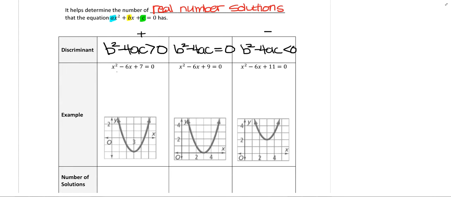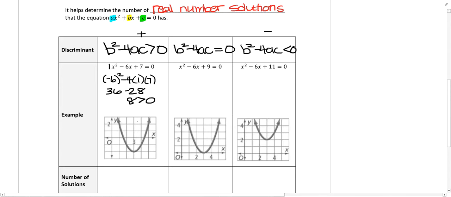So in our first example here, a is 1, b is negative 6, and c is 7. So if we do b squared minus 4ac, that'd be negative 6 squared minus 4 times 1 times 7. We figure out what kind of number we're going to get. That's 36 minus 28, which is 8. And that is positive. That's greater than 0.